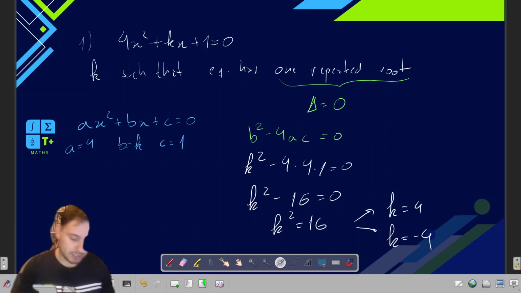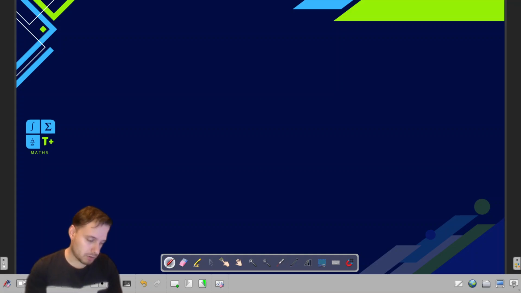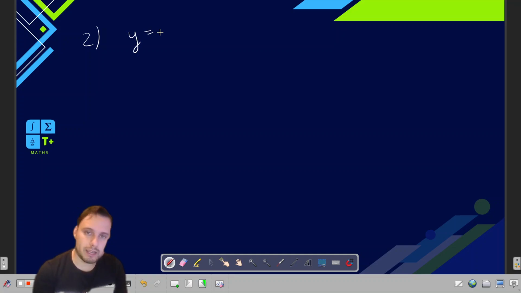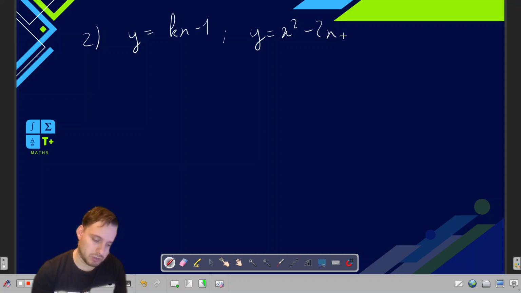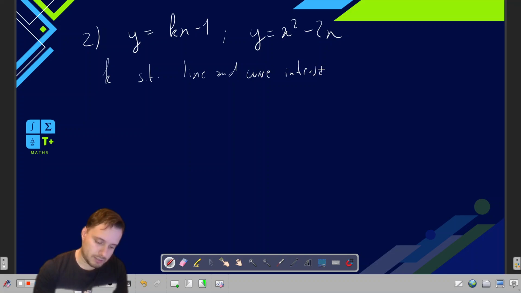Let's take a look at a different exercise now, because now we're going to see simultaneous equations. We're going to have a line that is y equals kx minus 1, and y equals x squared minus 2x. And we want to find, again, the value for k, such that the line and the curve intersect at two different points.